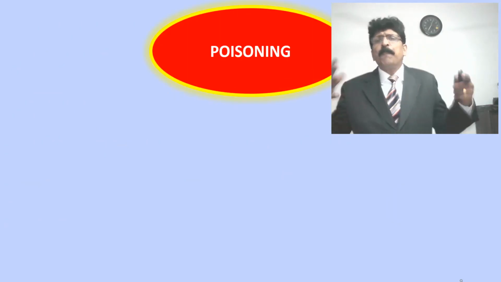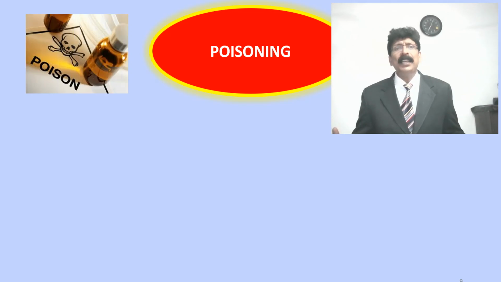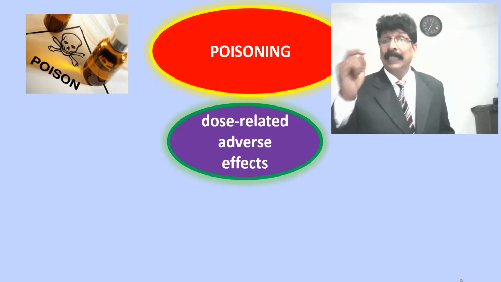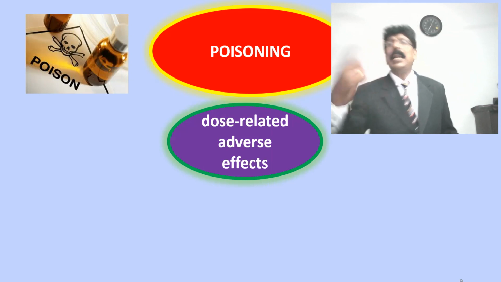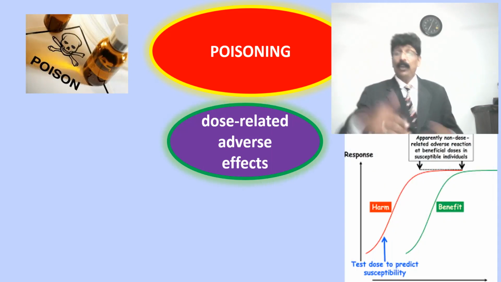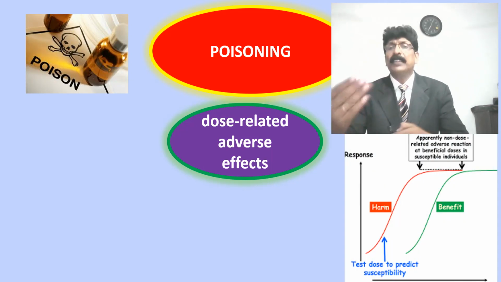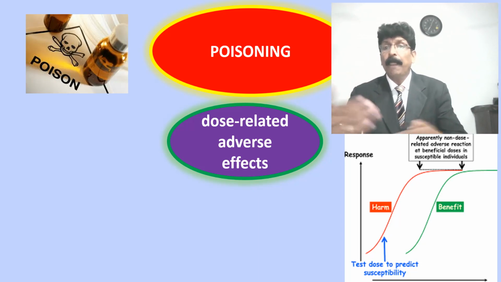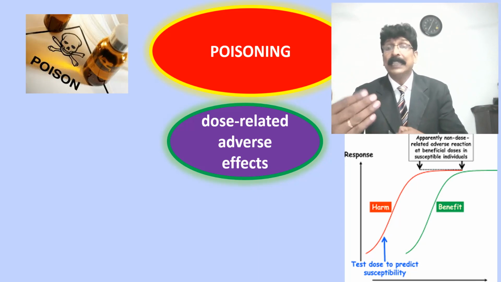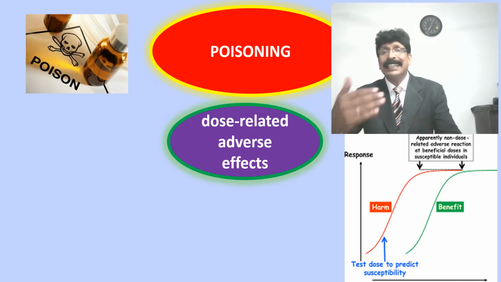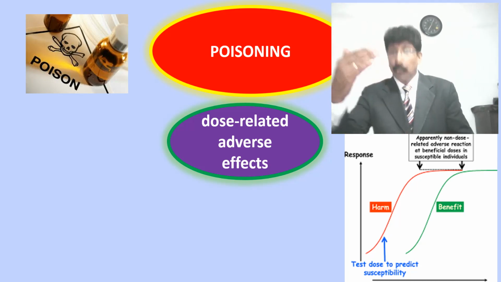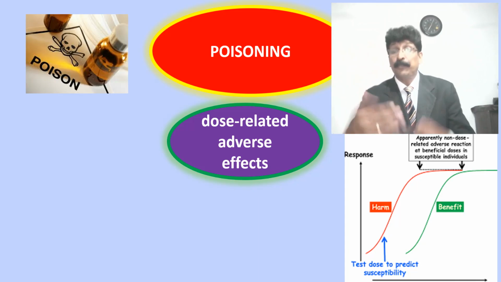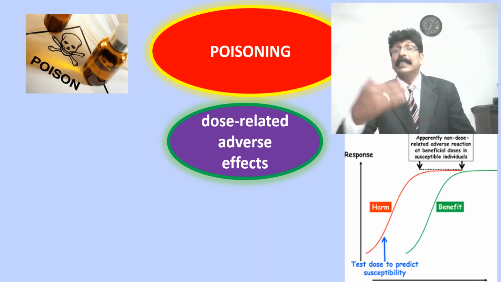So what is poison? Poison means a dose-related adverse effect, according to Paracelsus. Adverse effect means the dose curve. You might have studied this in pharmacology: the beneficial dose, the harmful dose. That means minimum effective concentration. When it is increased in the blood, the response will be toxic. Toxicity, the test dose or the prevent susceptibility. You can see the graph.